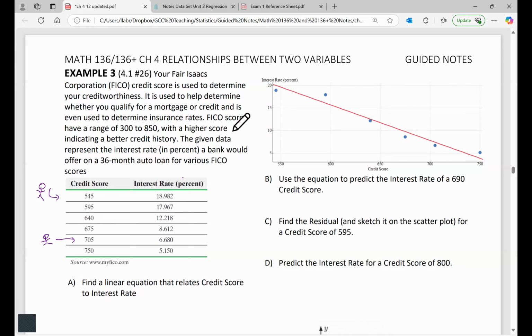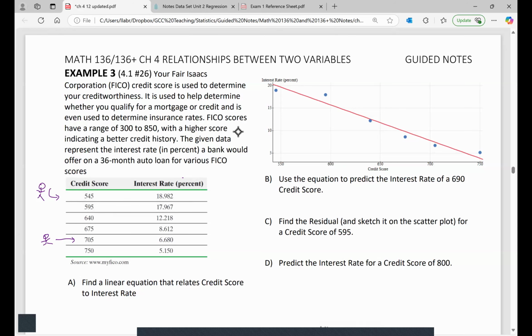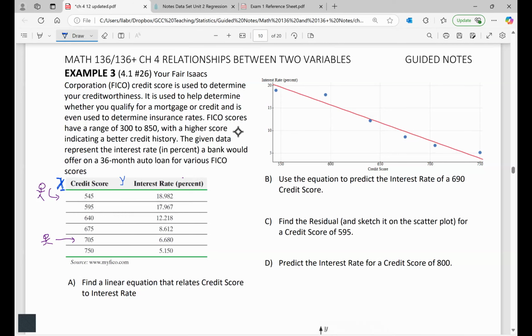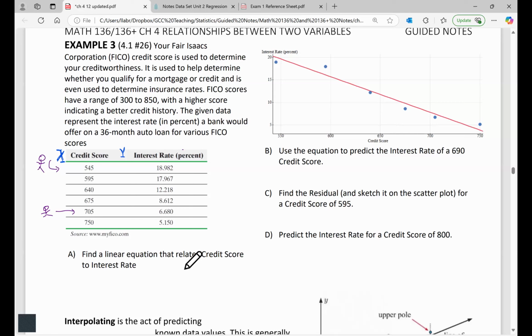So let's just quickly review. Based on the problem that's given, I'm going to say that the explanatory variable is credit score, because credit score helps determine interest rates. So it influences the interest rate. So the interest rate is the response. Now I can go ahead and find a linear equation that relates credit score to interest rates.